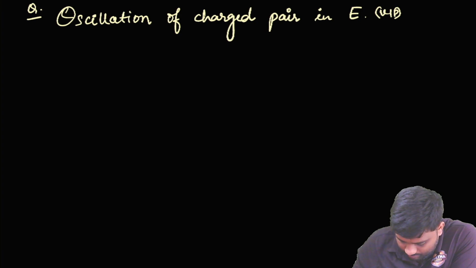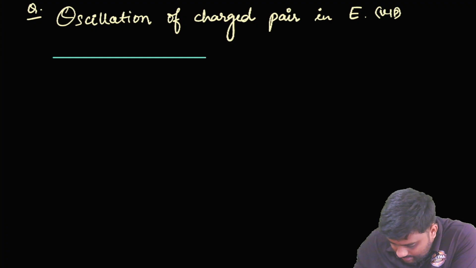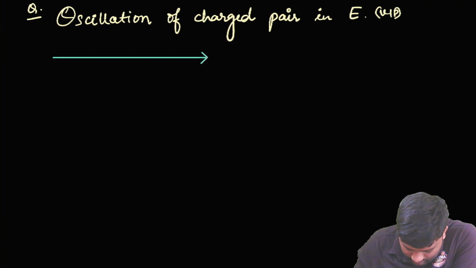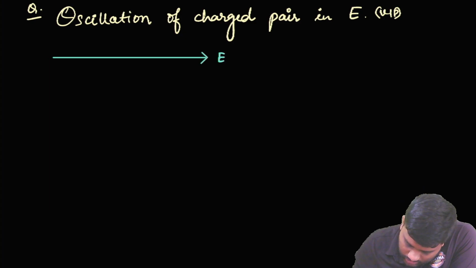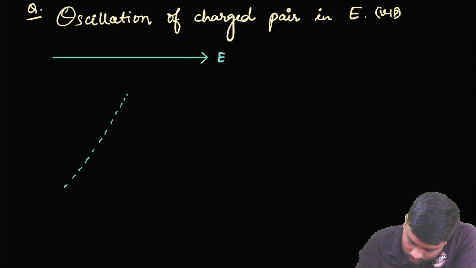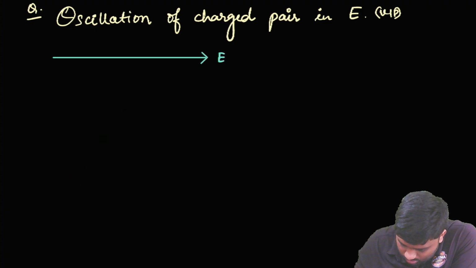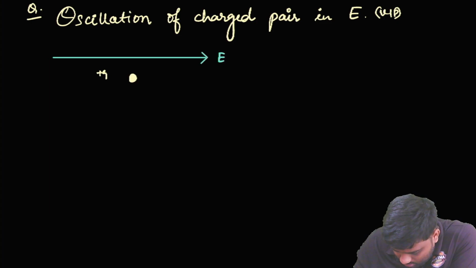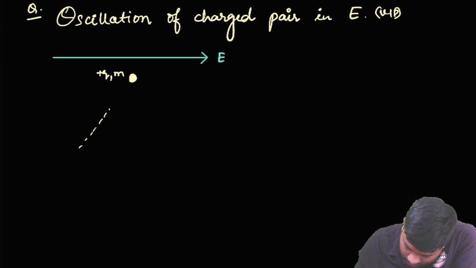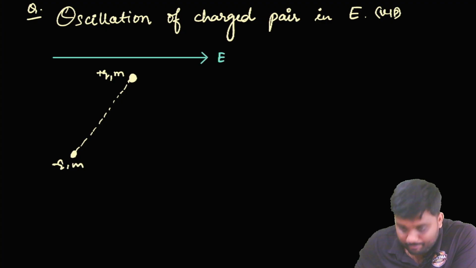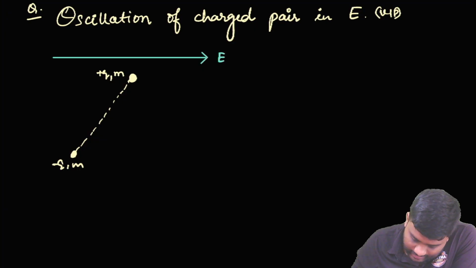Let us see now. See here. This is the electric field. Okay, this is your electric field. Now you are keeping two charges: plus q of mass m, and another one, minus q of mass m. Okay, they are separated by a distance.